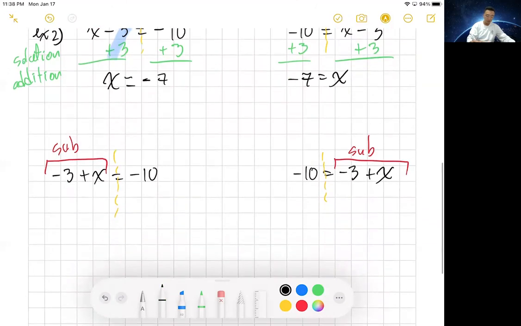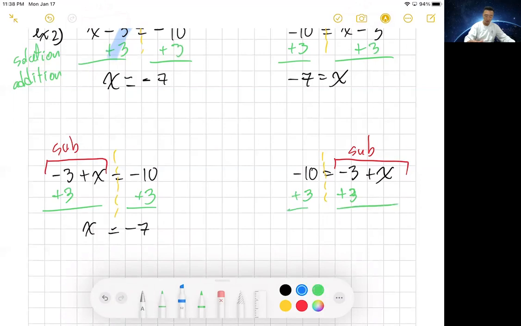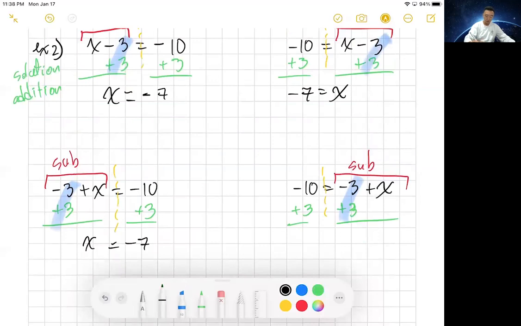Same thing. I'm going to add 3 here, add 3 there. X equals -7. Add 3 here, add 3 there. X equals -7. Again, all 4 problems are exactly the same. I'm just moving around the x and the 3 in different positions so that you know that they're exactly the same.